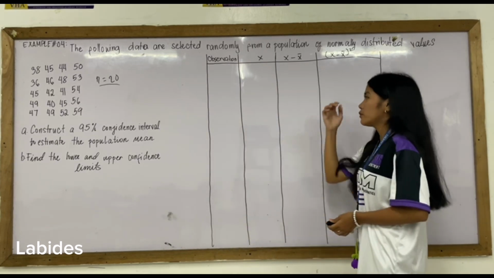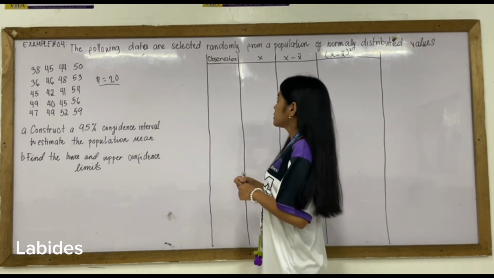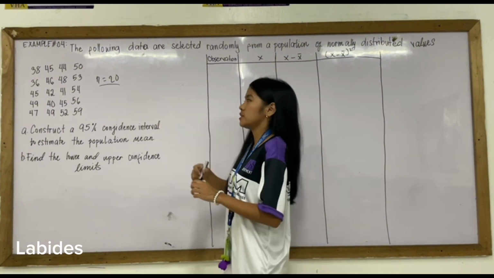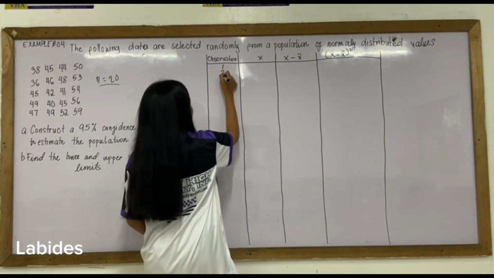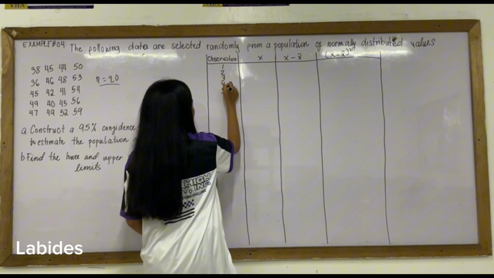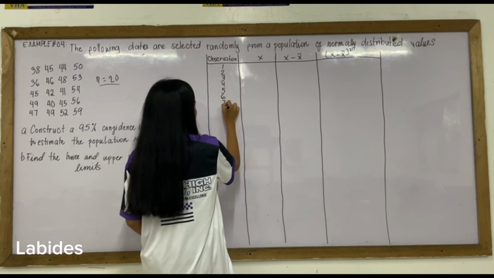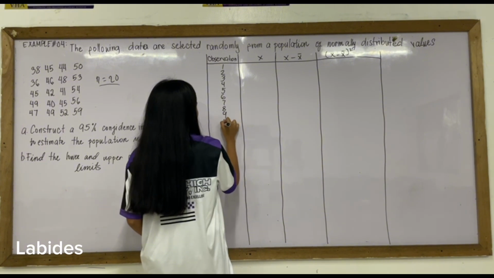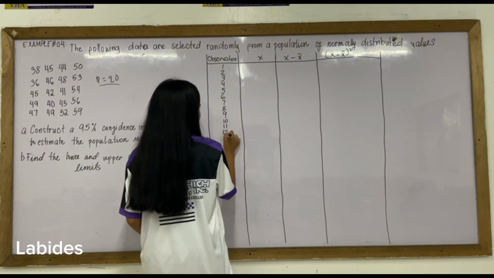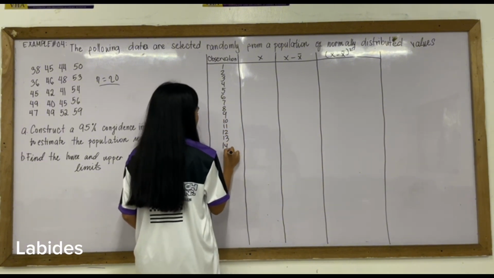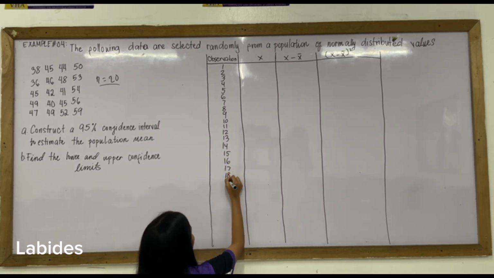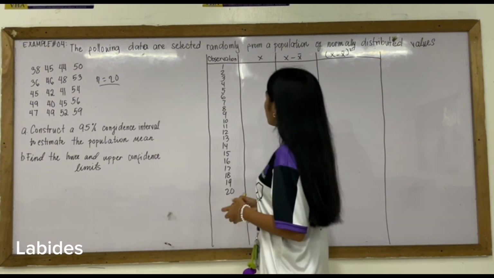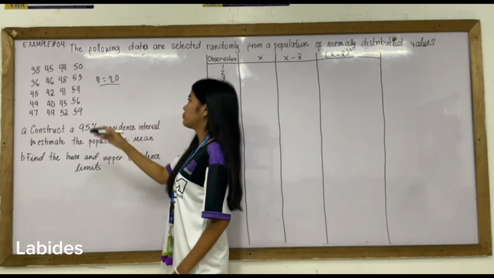So let's move on to our table. Our observations go up to 20 because we have 20 samples. So 1, 2, 3, 4, 5, 6, 7, 8, 9, 10, 11, 12, 13, 14, 18, 19, 20. And then our X, which are our samples.